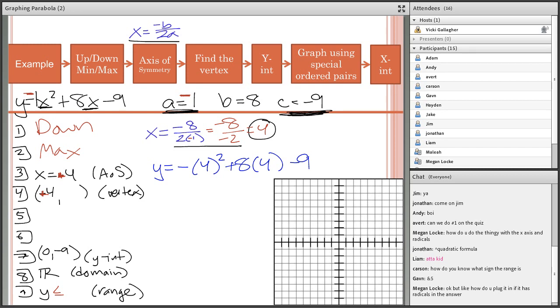The range is determined by if it's up or down. If it's up, your range will be greater than or equal to, and if it's down, it's less than or equal to.